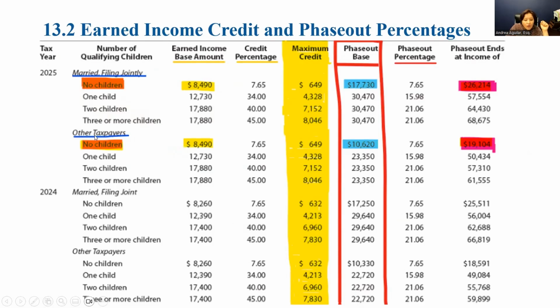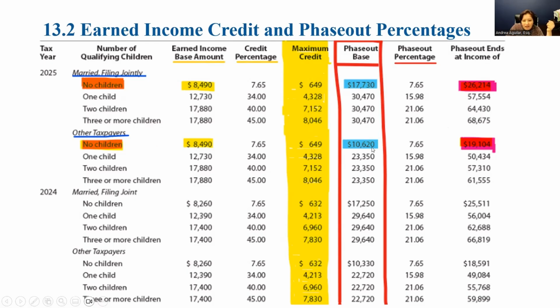Okay, so let's look at another example. If we have other taxpayers, head of household, single taxpayers with no children, you see here the earned income base amount for a taxpayer with no children will be $8,490. Great. And the credit percentage here is 7.65%. So the maximum credit would be $649.